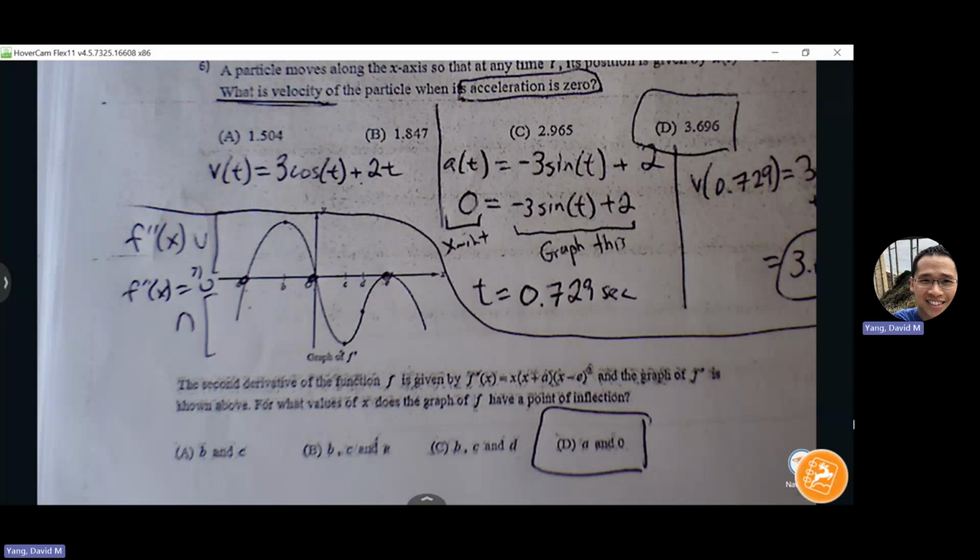Okay, if you guys can show me 13 through 16.